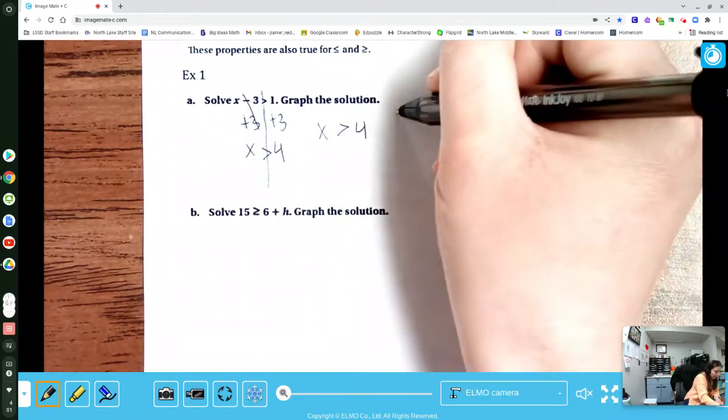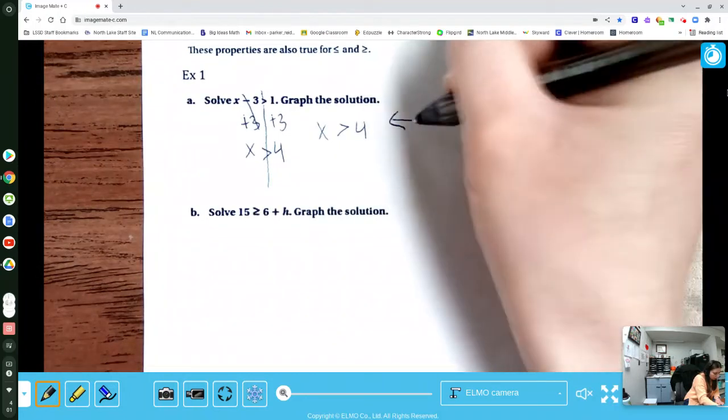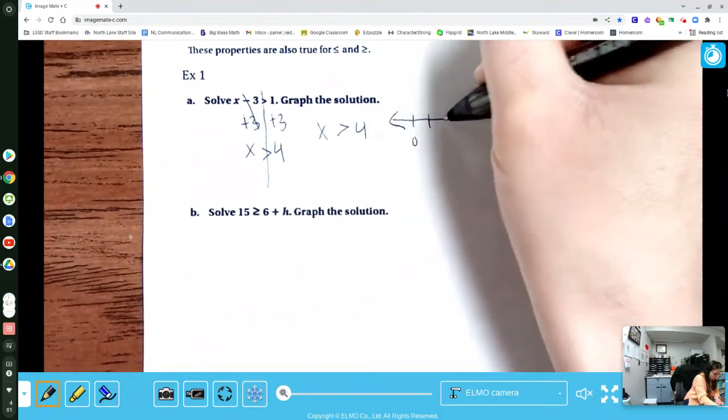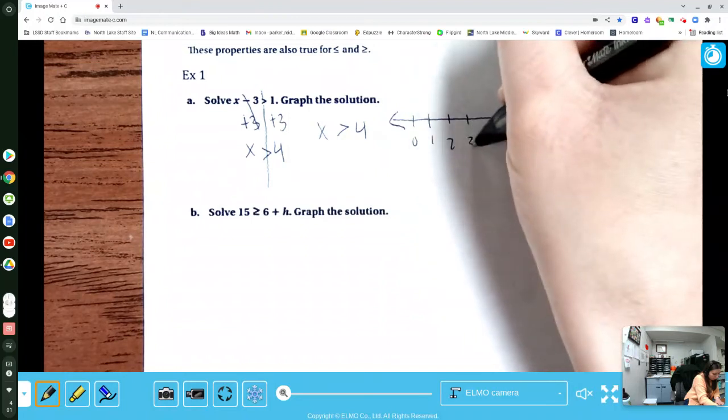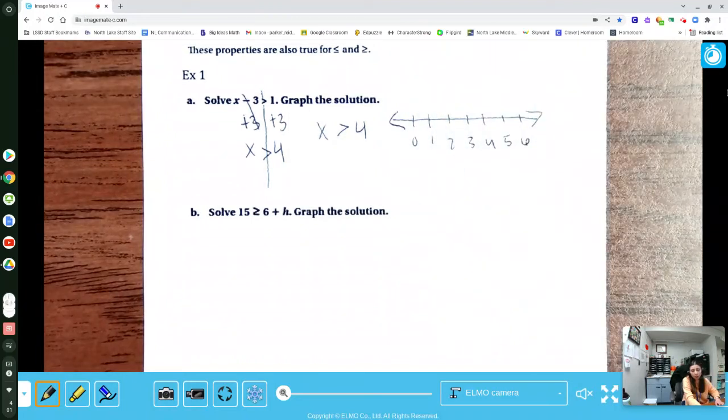So let's go ahead and graph that solution. X is greater than 4. So I'm going to start my number line at 0, 1, 2, 3, 4, 5, 6. So first I want to decide if I should use an open circle or a closed circle. I want to decide, is 4 a solution?